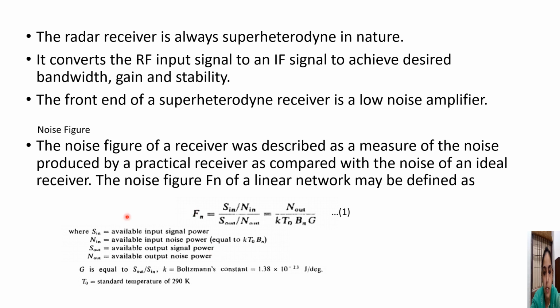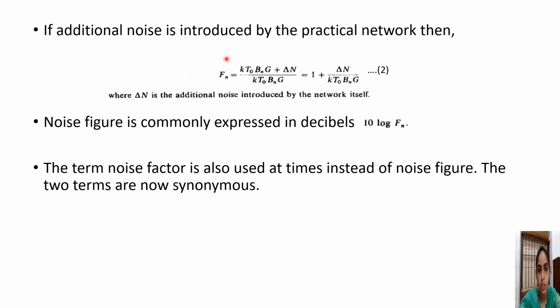In general we can write the noise figure of a linear network as Sin by Nin divided by Sout by Nout. Now when we have written the expression for the noise figure Fn, what did we get? Nout divided by k T0 Bn G. So how can we view it? We can say that the noise figure is the ratio of the noise power available at the output of the receiver to the noise which would exist if only thermal noise is present.